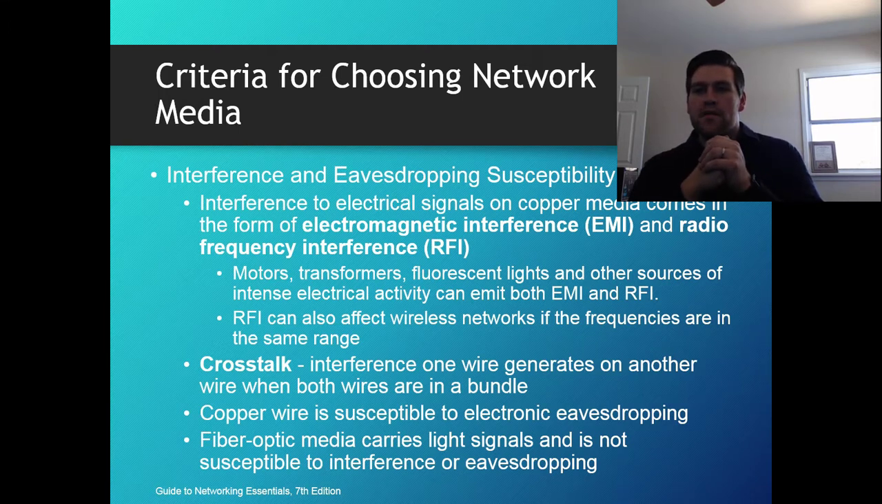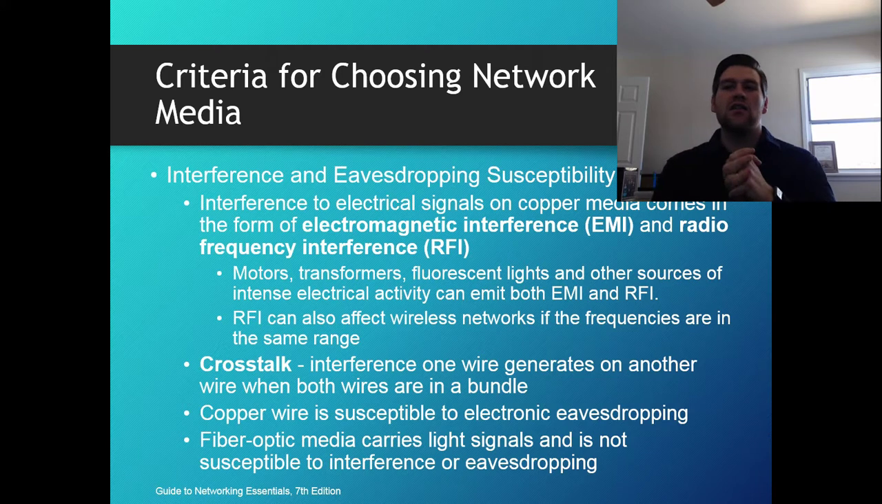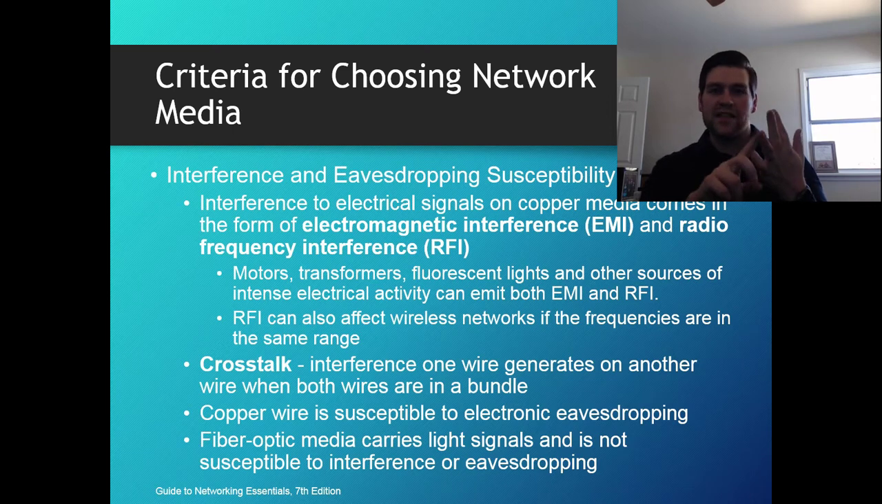Okay. I mentioned electromagnetic interference and radio frequency interference. Some common sources of EMI: motors, transformers, fluorescent lights are a big one, ballast, anything with a ballast in it, which includes fluorescent lights, and power lines, if they're really serious power lines, can cause EMI and RFI as well.